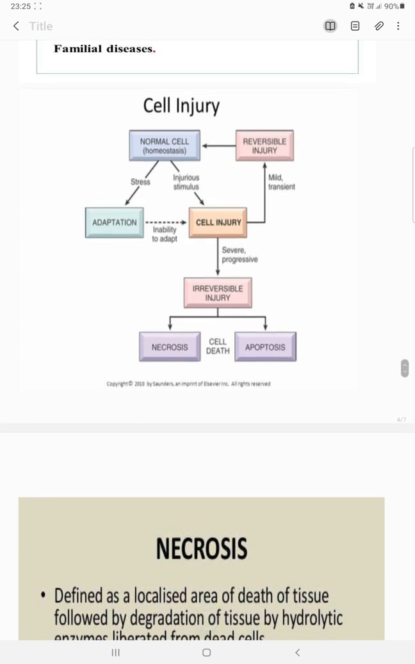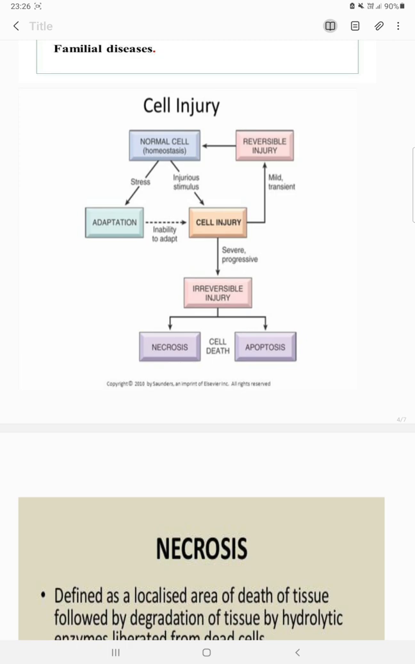What is cell injury? Basically this is a normal cell, in purple color, maintaining homeostasis. Homeostasis means maintaining a constant internal environment of the cell, or of the body. If any stress occurs on that cell, it goes into adaptation, and if the cell is not able to adapt to that stress, then cell injury occurs. Also, if the stress is too much, it can directly lead to cell injury. Now, cell injury is of two types.